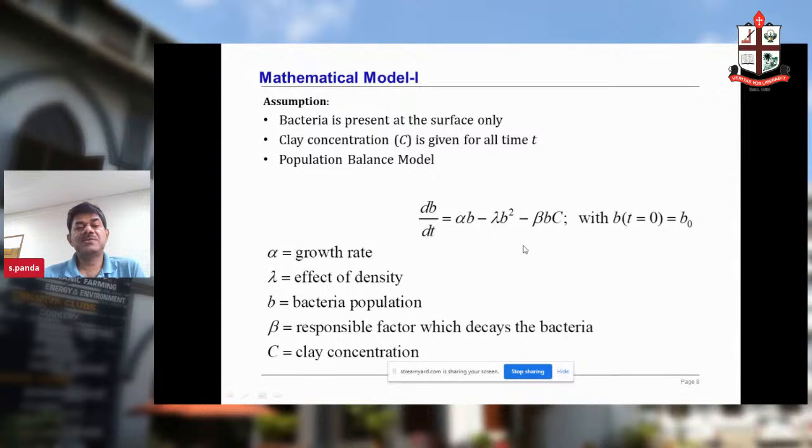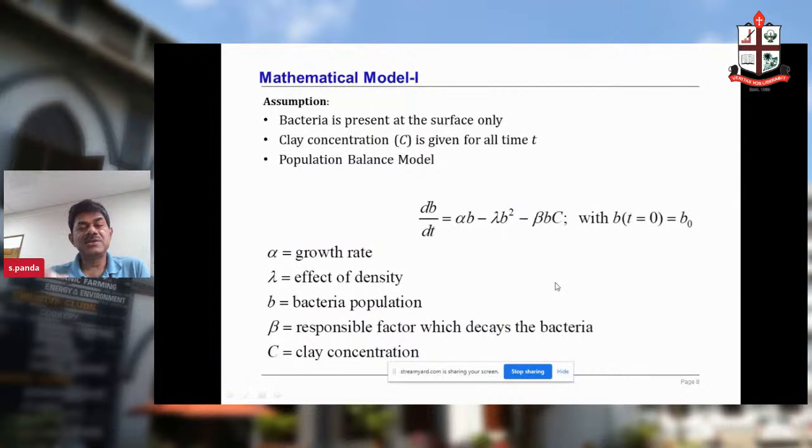And lambda is the effective density, a quadratic effect, so the population has to decay. And because C is in this model, because you are giving some chemical concentration, the bacteria has to decay. So we have a minus sign here. This is a very simple ordinary differential equation, a population model, basically a quadratic one.